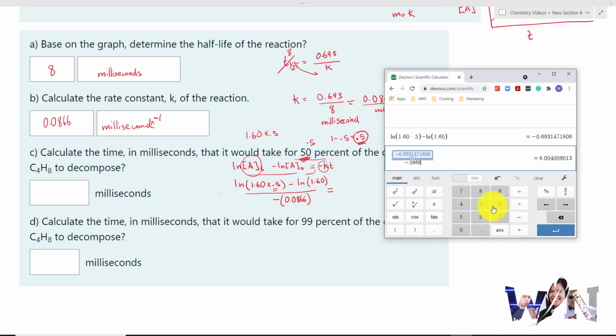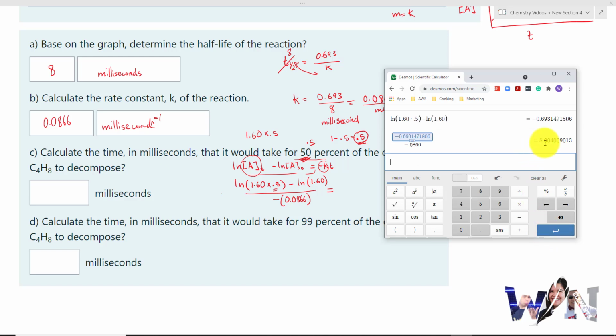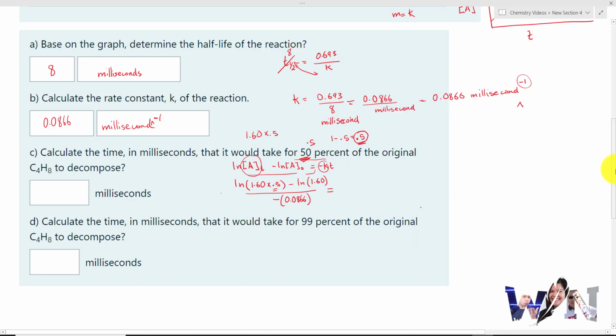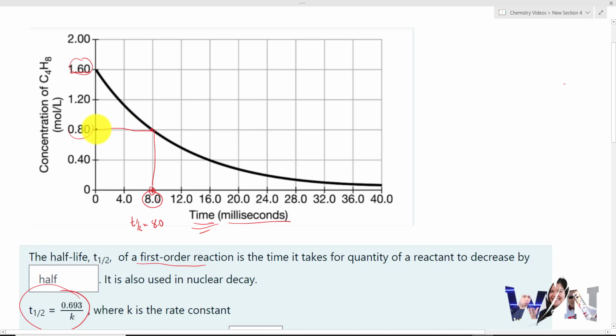Divided by negative 0.0866. There you go. And before I type in the answer, we already know the answer by just looking at the graph. It would be 0.8 something. Let's see. Oh, never mind, it's already given us the answer. Okay, fine. So there you go. We can actually double check our answer as well, right? By just looking at the graph, we can make a good estimate.